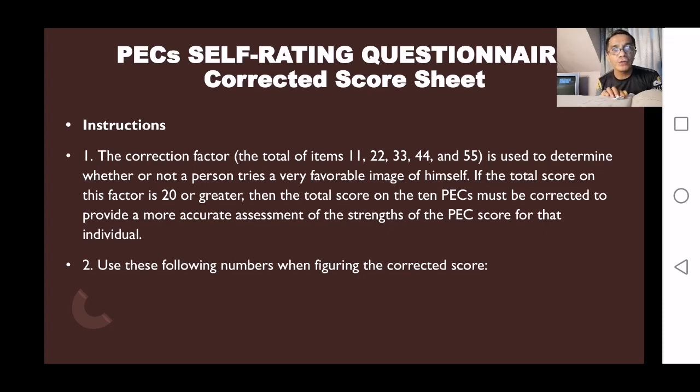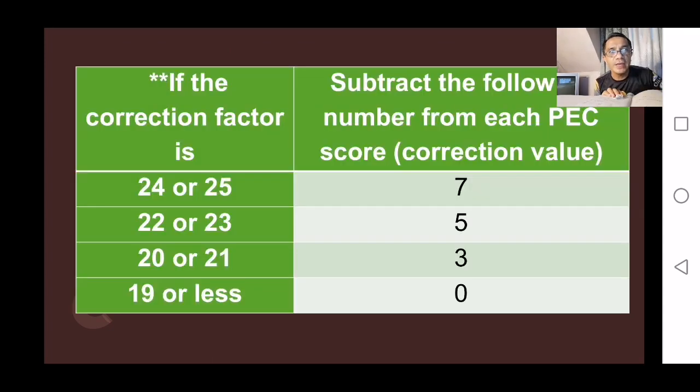So if you're asking, paano kung yung score ko below 20? So if the score is below 20, then you don't have to correct already your score. Diba? O, kasi basahin ninyo ulit yung statement doon. If the total score on this factor is 20 or greater. So, yung sa correction factor lang ha. Yung sa correction factor yung tingnan ninyo. So, kung ang nakuha mong score doon is 20 or greater, then the total score on the 10 PECs must be corrected to provide a more accurate assessment. Then, use these following numbers when figuring out the corrected score. Let's now go to the next slide.